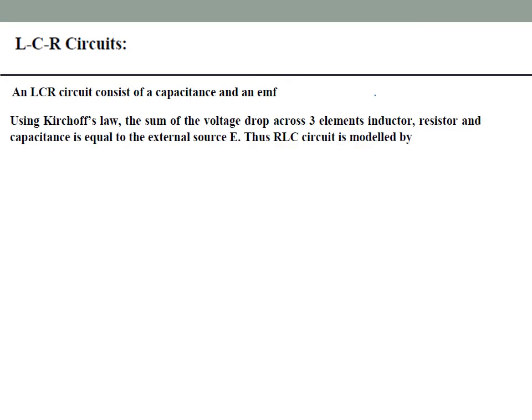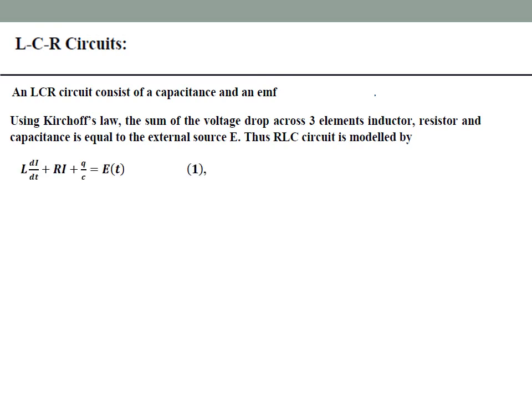So now coming to the topic, LCR circuits. An LCR circuit is a circuit which consists of an inductance, a capacitance and a resistance, along with an EMF, correct? You might have studied these topics already in your physics, either in +2 or in engineering physics. I hope you know the concept, but I'll explain it again. Using Kirchhoff's law, we know that the sum of the voltage drops across the three elements, that is inductor, resistor and capacitance, is equal to the external EMF, that is E.